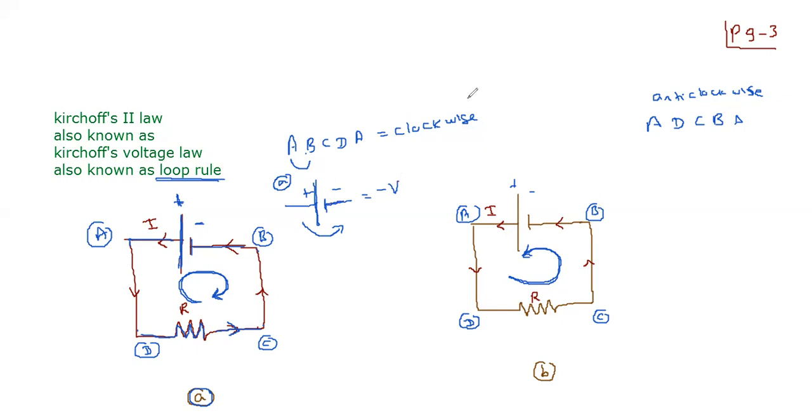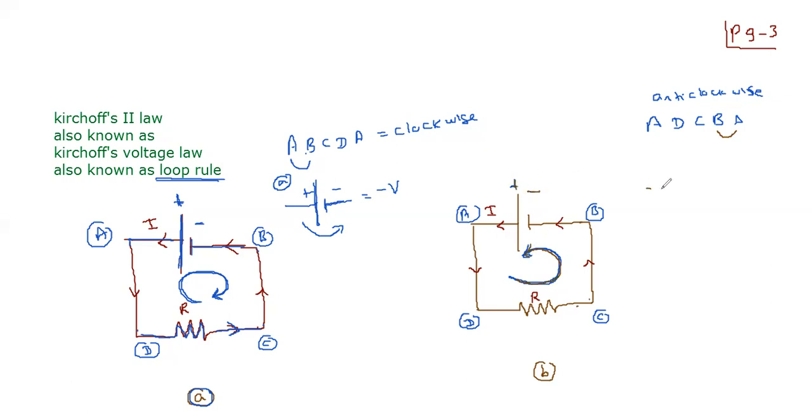See the B diagram. Here, where am I going from and to? I am going from B to A. I am going from A to D, D to C, C to B, B to A. I am going in this direction.